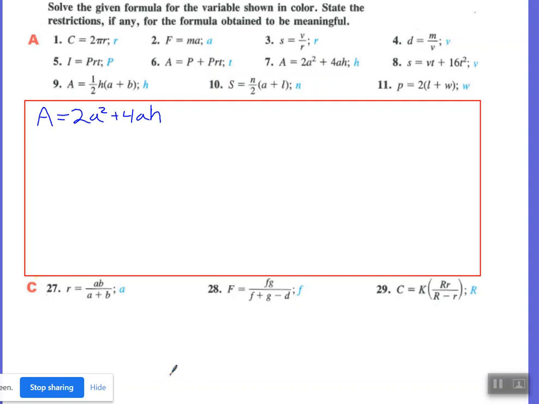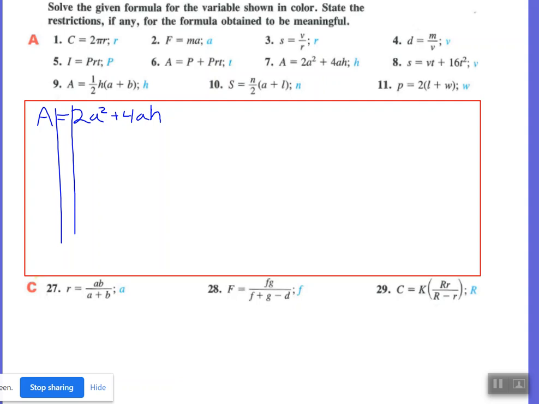So in number 7, we have big A is equal to 2a small a squared plus 4 small a h. Now there is a difference between the large A and the small a. So we cannot combine them even if they match, because big A, capital A is capital A, and small a is small a, and they're not the same. So, and we're trying to get the h by itself.